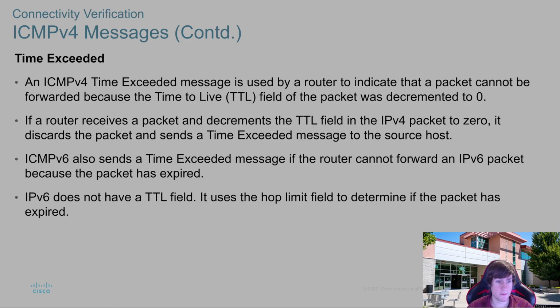So ICMPv6 also sends a time exceeded message if the router cannot forward an IPv6 packet because the packet has expired. IPv6 does not have a TTL. It uses the hop limit field to determine if the packet has expired. So rather than having its own TTL field, they kind of streamlined it by just checking the hop limit field, right?